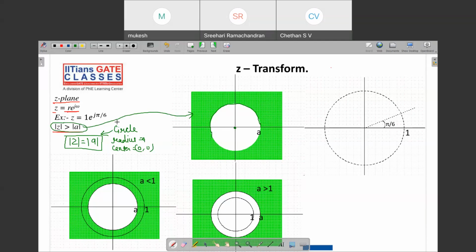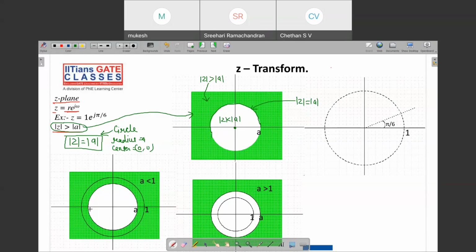So our Z transform is going to converge in this green region, but it is not going to converge inside this circle or on this circle. Inside this circle, mod of z will be less than mod of a, on the circle, mod of z will be equal to mod of a, and outside this circle, mod of z will be greater than mod of a. So only outside this circle is this Z transform going to converge.